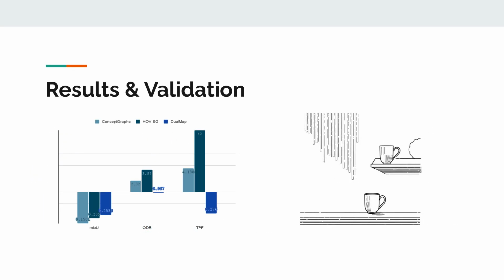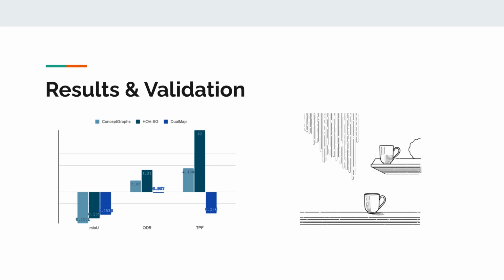Finally, the results section. No surprises here. The authors compare DualMap with ConceptGraphs and HOVSG on the Replica dataset. I have plotted the graphs in the log frame over here, so don't let the directions trip you up. The mean IOU is similar among the three, but DualMap still outperforms the rest. And we see a huge difference in the ODR, that is the object density ratio, where ConceptGraphs and HOVSG score 2.02 and 3.81 respectively. DualMap scores almost a perfect score of 0.97.